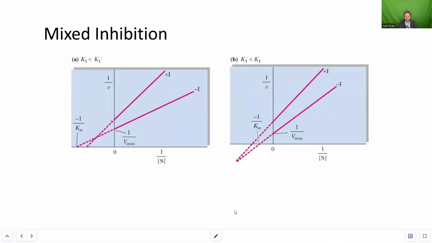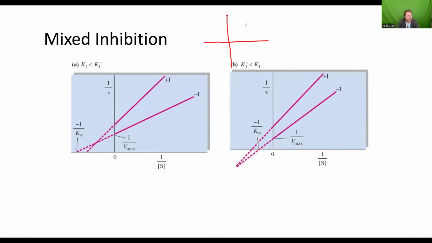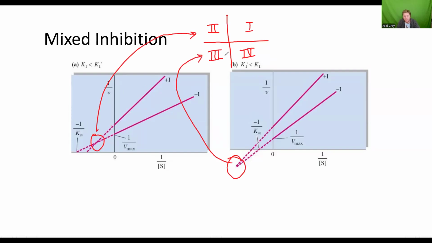If my lines intersect, and I'm going to take you on a little bit of a journey back to, I think for me, it was a pre-cal class. Some people might have taken it as a trigonometry class. When you look at XY coordinates, you've got quadrant 1, quadrant 2, 3, and 4. And I'm like 98% sure those are my numberings. So if my intersection is in quadrant 2, that's a mixed inhibitor. If my intersection is in quadrant 3, that's also mixed inhibition.